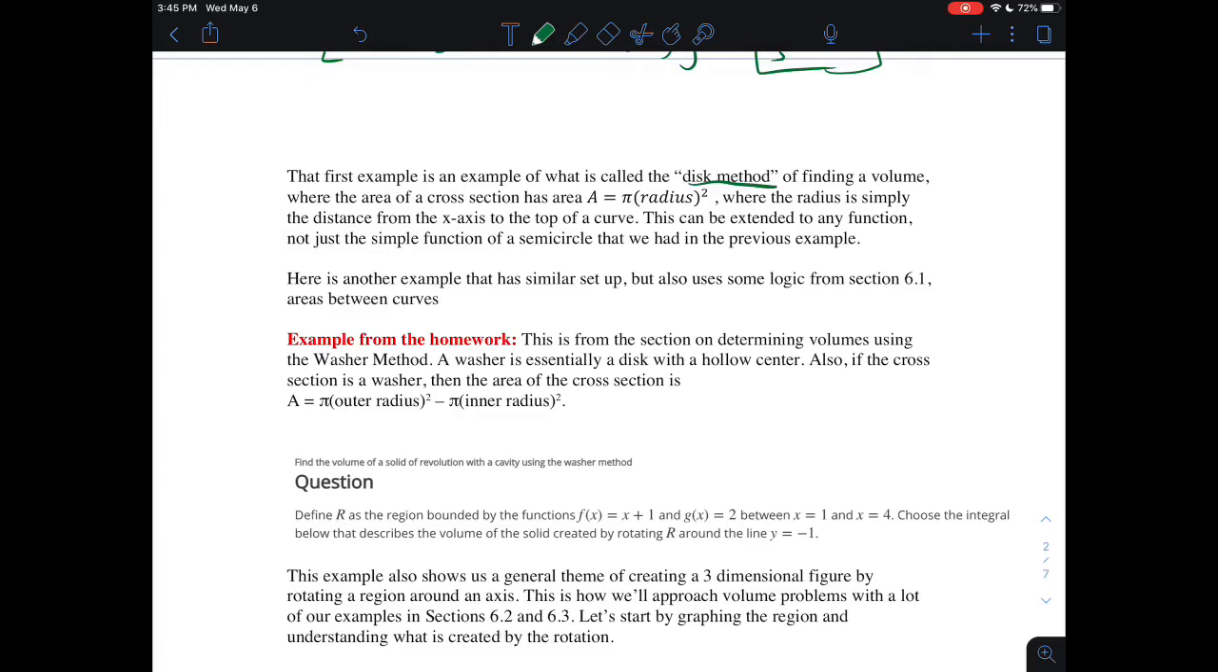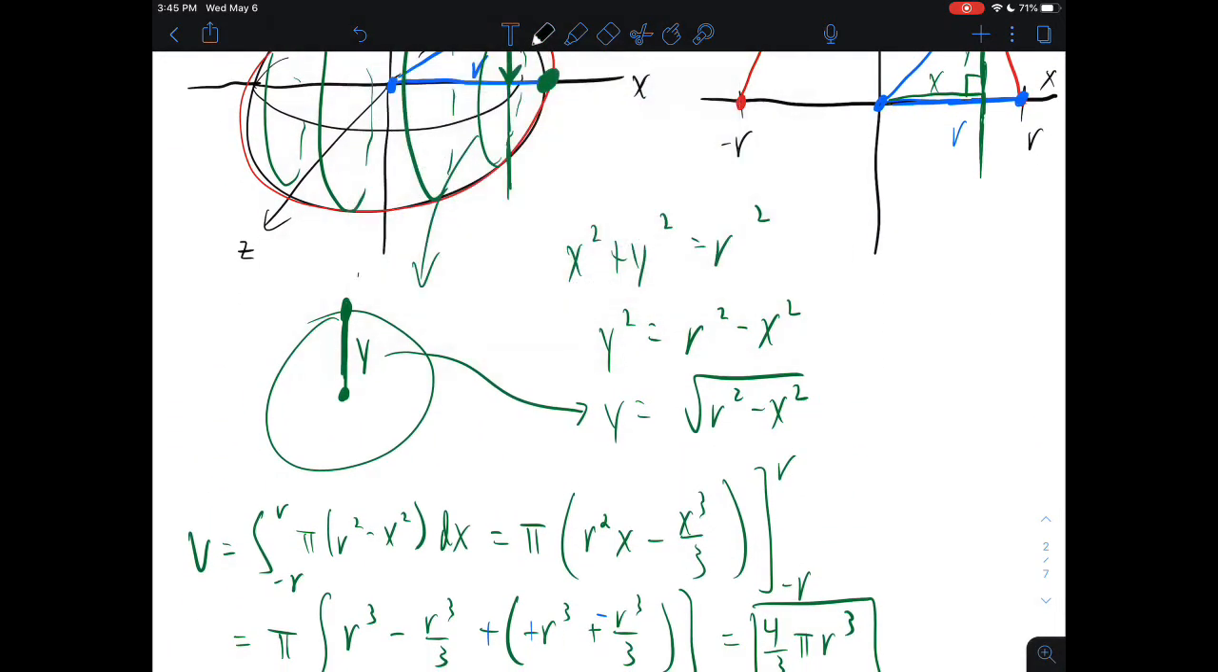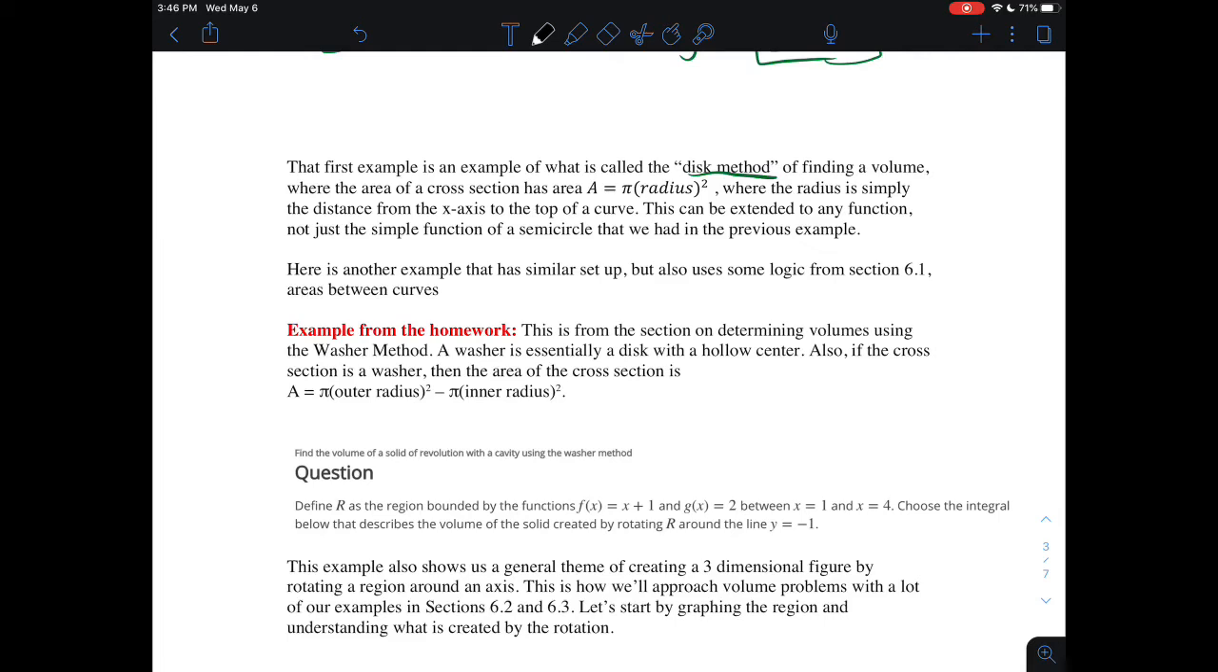And in those disks, the area of a cross section just has an area that is pi times radius squared, where the radius is simply the distance from the x-axis to the top of a curve. That is what I was demonstrating with this circle over here. The x-axis was really coming out of the screen towards you from this black point. And then the distance to the curve is that y value that we were talking about.